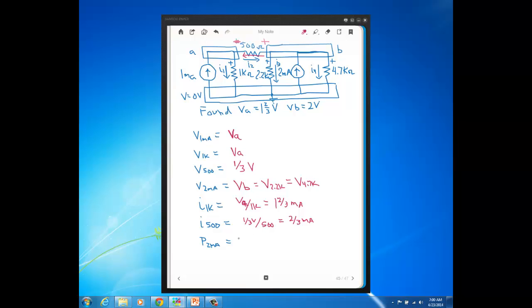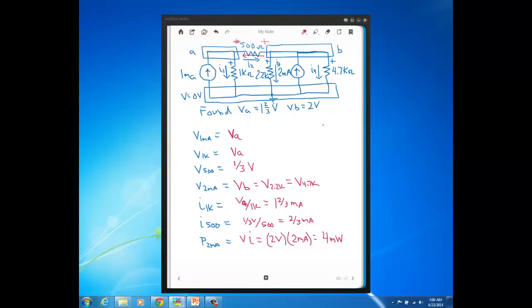And then, if you want to find power, say power for the 2 milliamp current source, well, power is always just V times I for that element. So we would have 2 volts, because there's 2 volts across that 2 milliamp current source, because it's equal to VB like we talked about a moment ago. And then the current for the 2 milliamp current source is 2 milliamps. So its power would be 4 milliwatts.